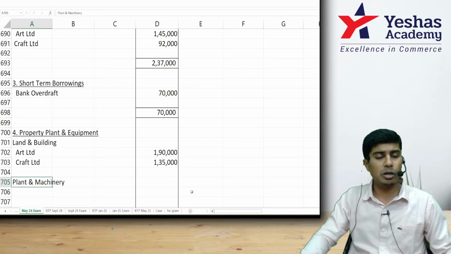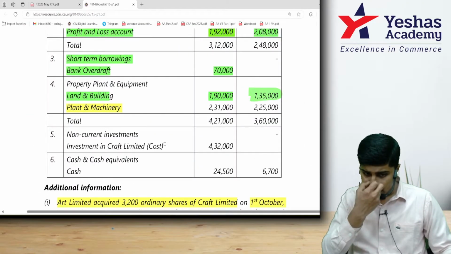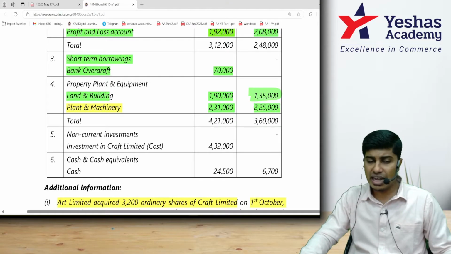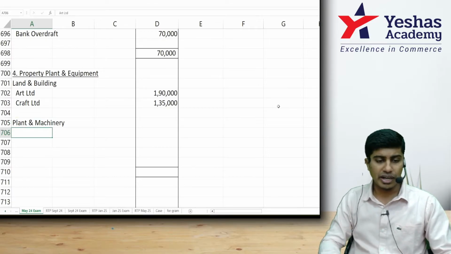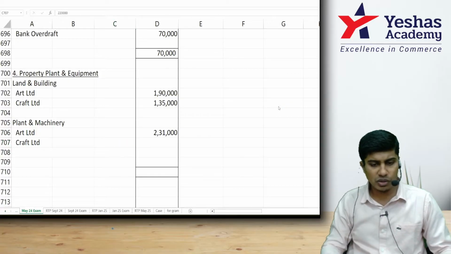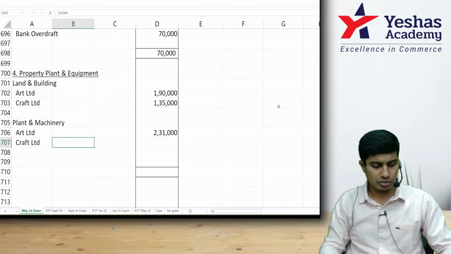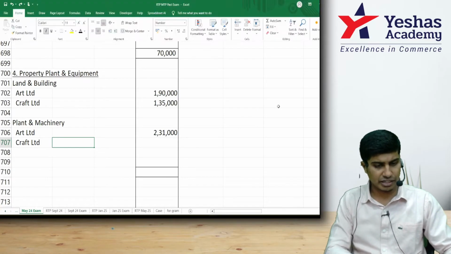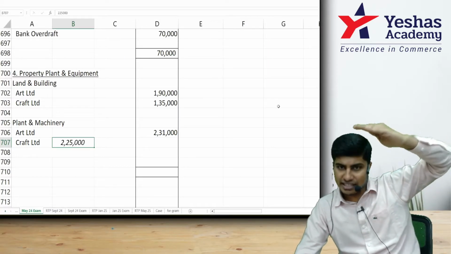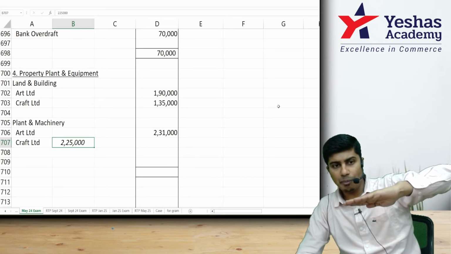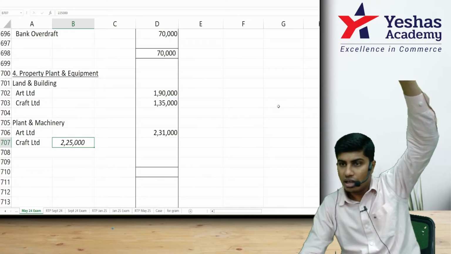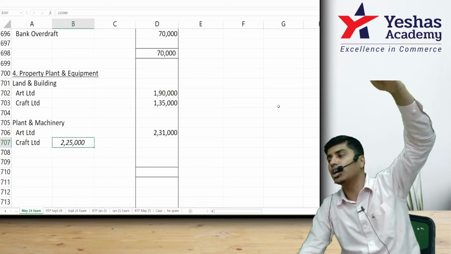Then we have another asset called plant and machinery. That of Art has no problem, 231. That of Craft has to be revalued. So I would write Art Limited's 231 in the outer column, and Craft Limited's value is 2,25,000. I'll write 2,25,000 in the inner column. Now we need to revalue this. See, 2,25,000 is at the end of the year. Revaluation will happen at the date of acquisition.